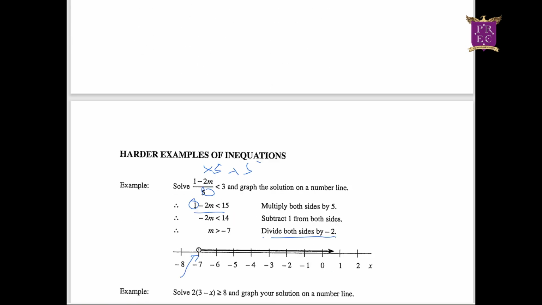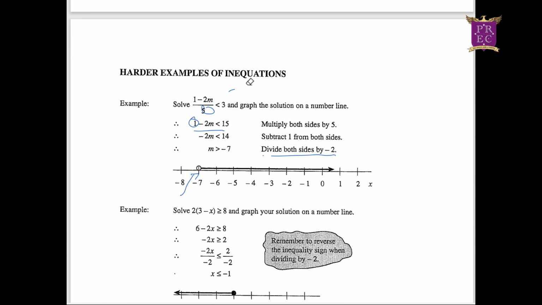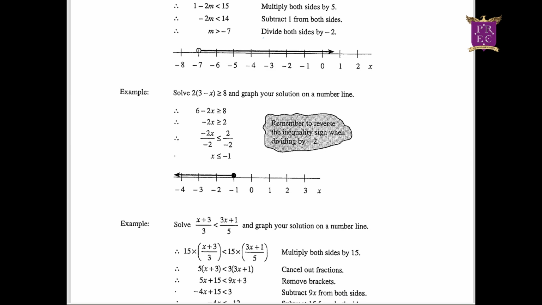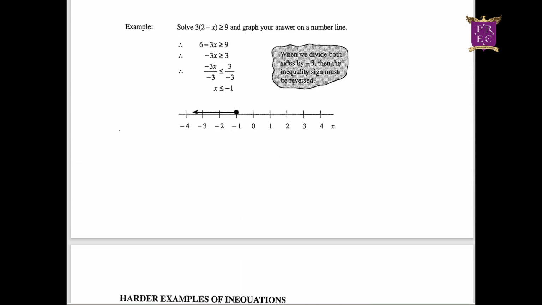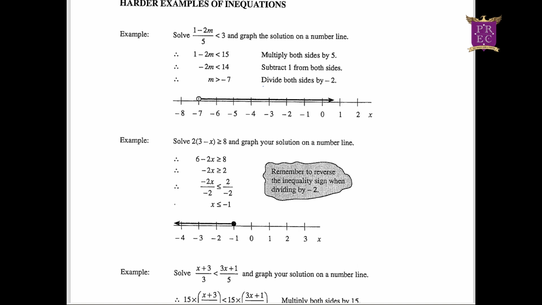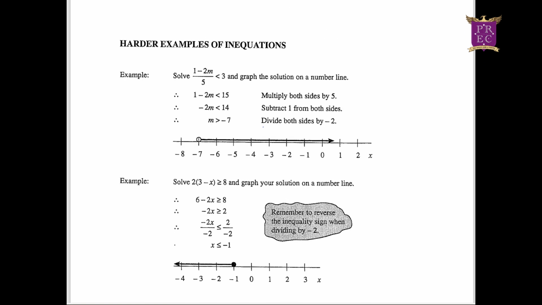Finally, let's go through an example of inequalities on a number line. So we'll go through this example here. The first thing they've done is they've multiplied both sides by 5, as that way they can get rid of the 5 in this fraction. Next, they've taken away 1, giving us this expression, and finally they've divided both sides by -2.